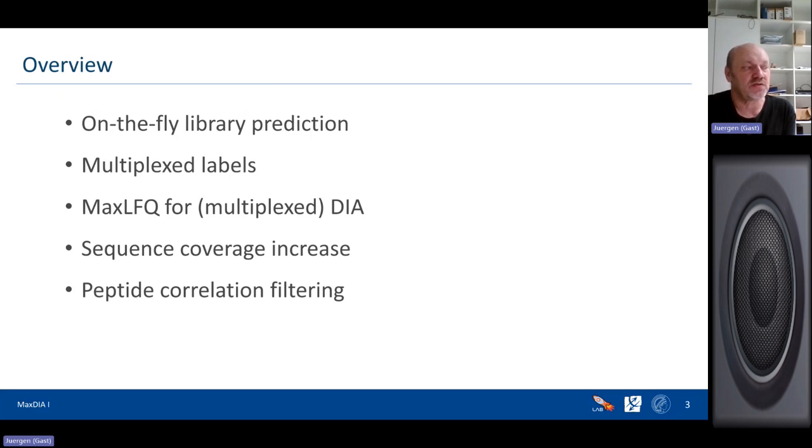And then there are two remaining topics that are there to improve the data for quantification. The first one is sequence coverage increase.